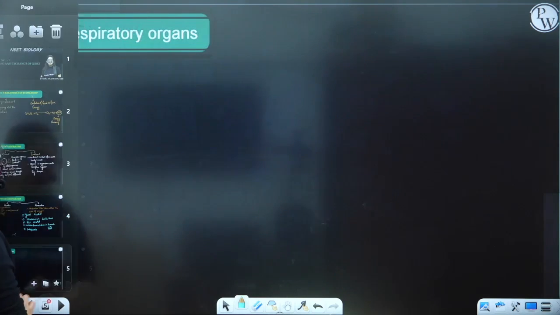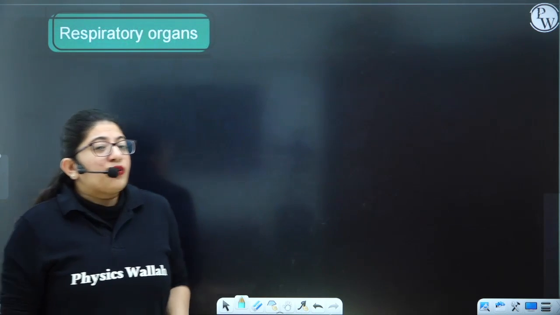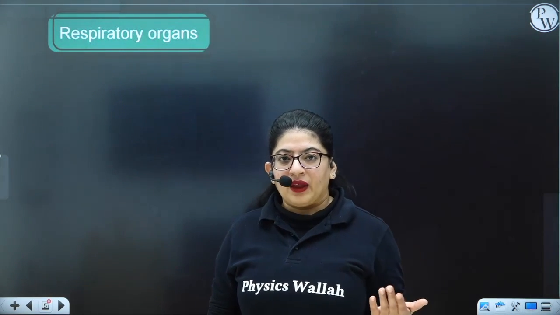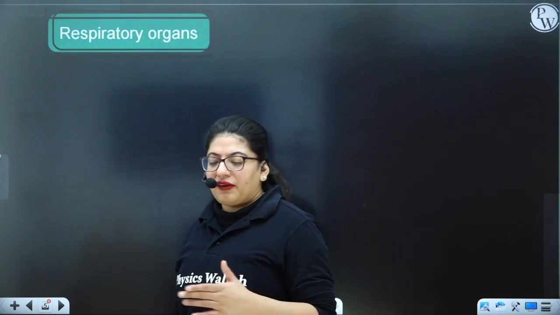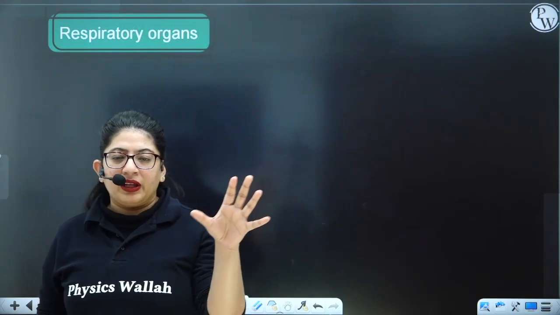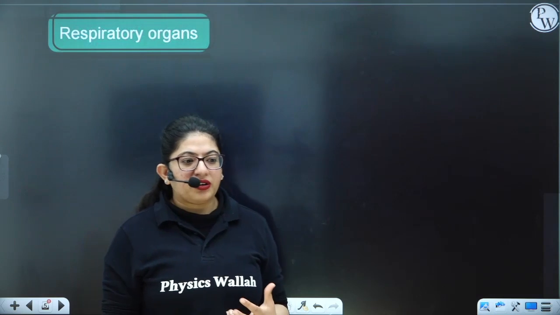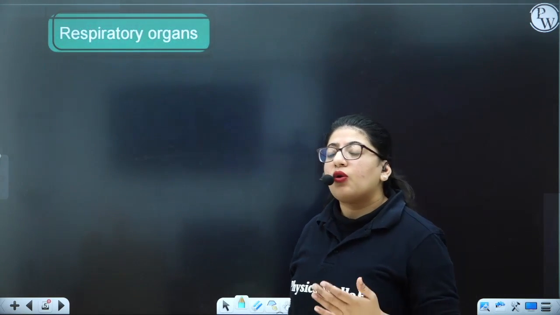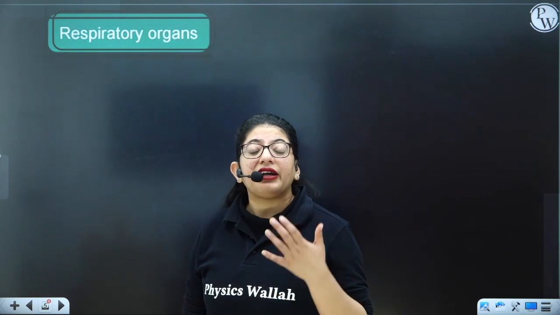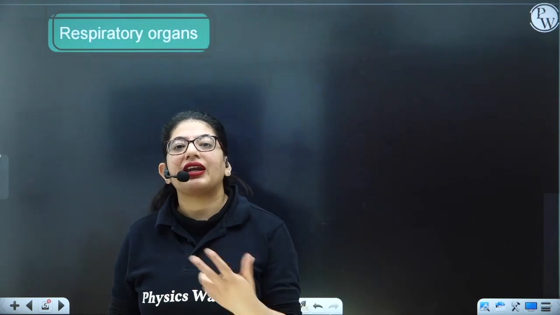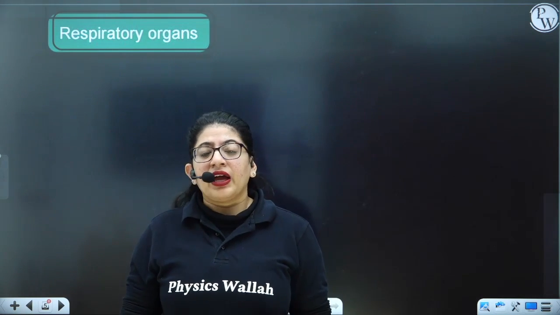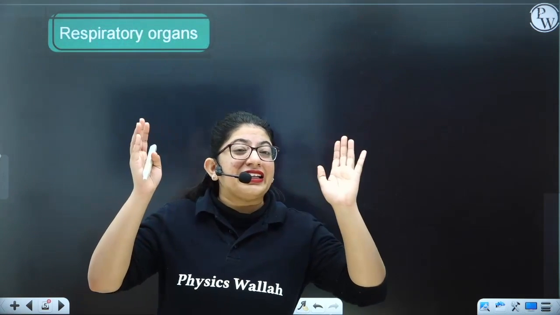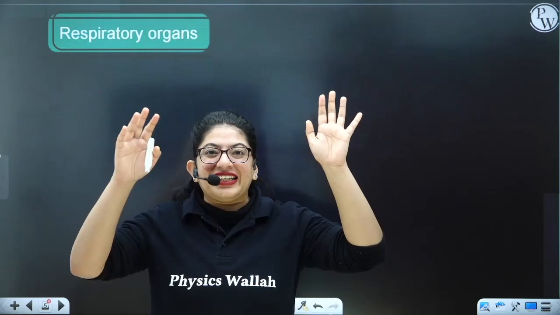Let's talk about the respiratory organs. Now we are not just talking about humans, we are talking about everything, the entire animal kingdom. Nature has given us respiratory organs according to our needs, according to what type of body we have and what type of habitat we are living in. Habitat means the place you live. Are you living in water? Are you living on land? Are you the aerial one? Aerial means that flies in the air, right?